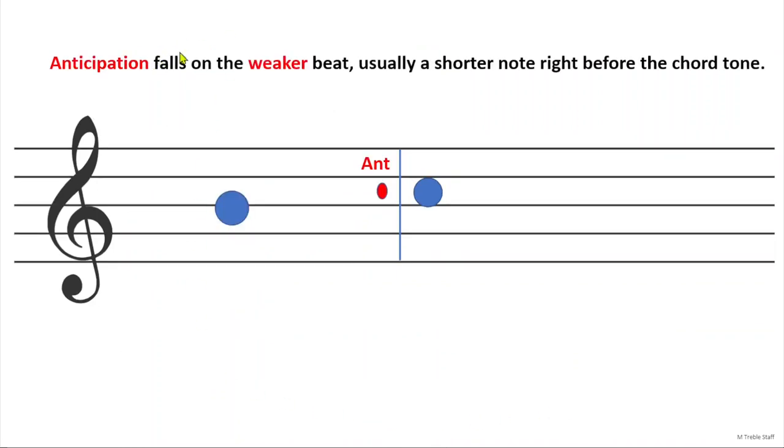Anticipation always falls on the weaker beat. It is usually a shorter note right before the chord tone. Da, da, dum. These two must be the same note.